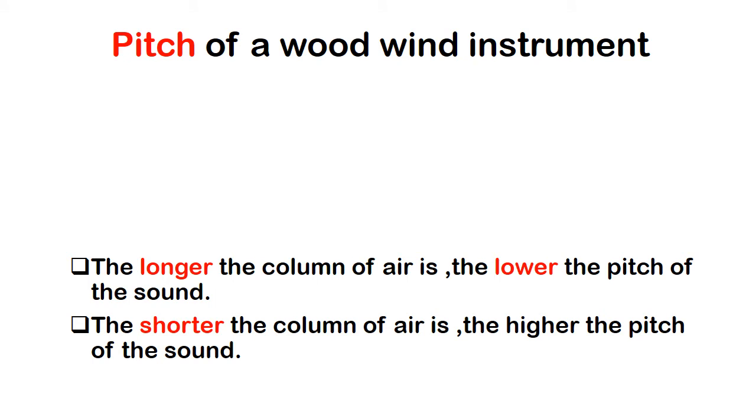So now we are discussing the pitch of a woodwind instrument. Here, the longer the column of air is, the lower the pitch of the sound. The shorter the column of air is, the higher the pitch of the sound. It will be based on the column of air. If it is short, we will get a high pitched sound. If the column of air is long, we will get a low pitched sound.